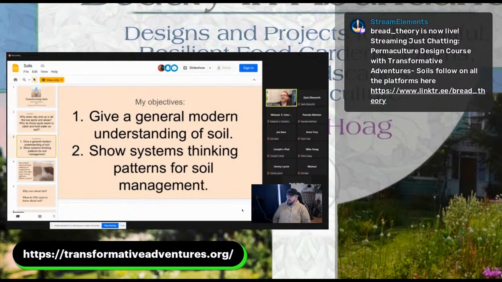So my objectives tonight are, 1, to give you a general modern understanding of soil, and 2, to show systems thinking patterns for soil management, which is, I think, a different approach than most people are used to. Hopefully this approach will be as transformative and mind-blowing for you as it has been for me.